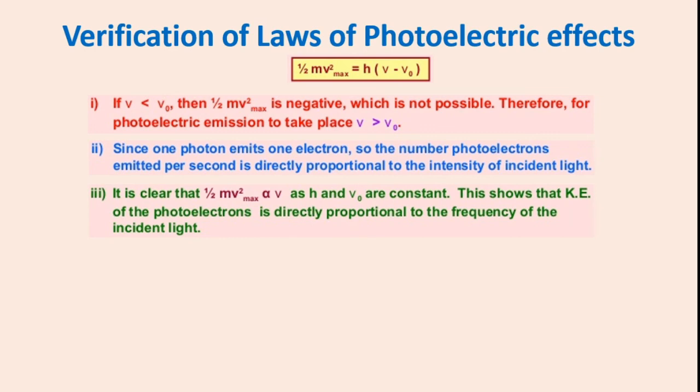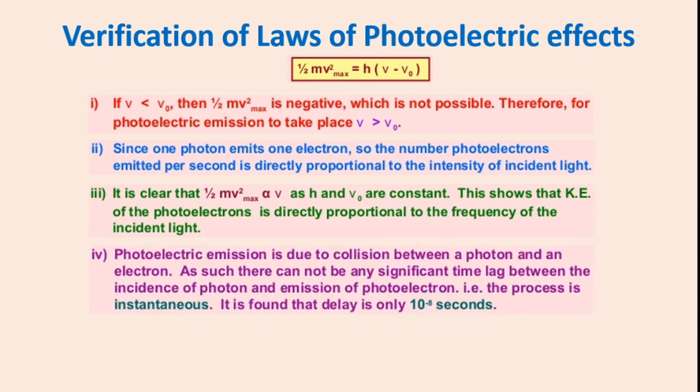Next part, here the kinetic energy is equal to h into nu minus nu naught. Here nu naught is the threshold frequency, which is constant for a metal, and h is Planck's constant. So half m v max square is a linear function of nu, as h and nu naught are constants. This shows that the kinetic energy of the photoelectrons is directly related to the frequency of the incident light. Above the threshold frequency, as the frequency increases, the kinetic energy of the emitted photoelectron also increases.